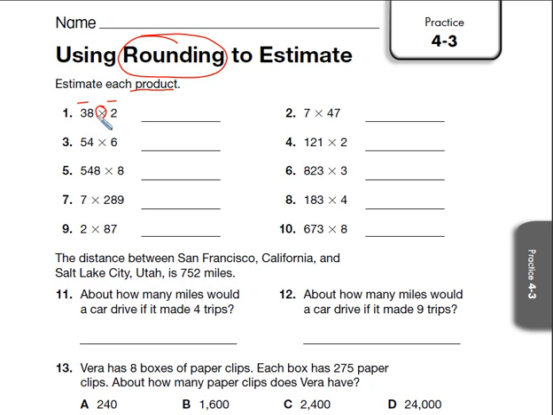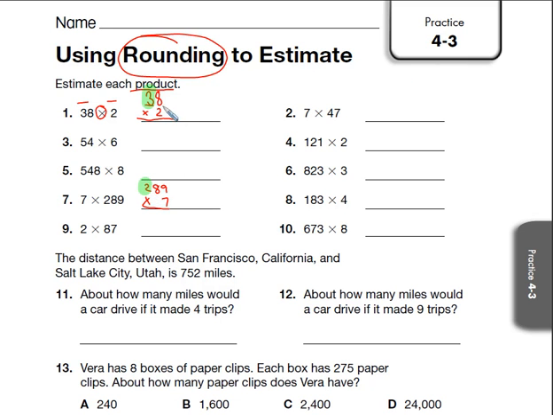Number one is 38 times 2. Now remember, it's always easier to go ahead and write it out the vertical way. It just helps a lot to write it out the vertical way. So if we're going to estimate, we're going to round to the nearest place that's to the left. So today, with this problem, that's going to be the tens place. But if we were doing number 7, which is 289 times 7, the number to the farthest left would be the hundreds place. So we're rounding to the nearest place value that's farthest to the left.